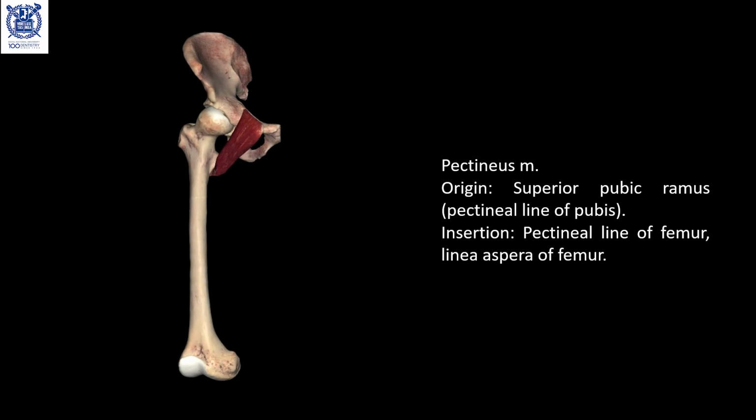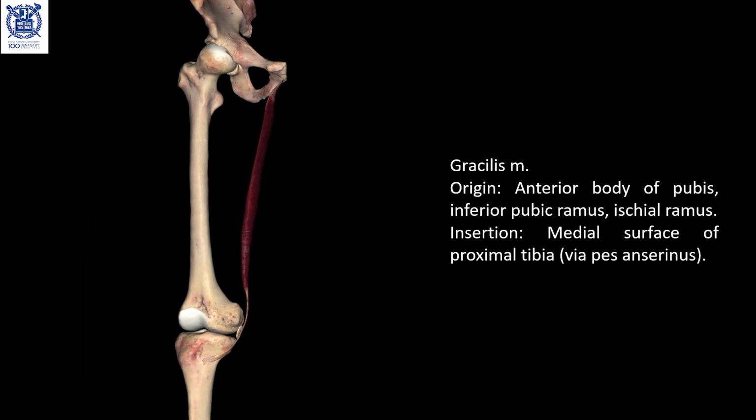First, the pectineus muscle. Origin: superior pubic ramus, pectineal line of pubis. Insertion: pectineal line of femur, linea aspera of femur. Gracilis. Origin: anterior body of pubis, inferior pubic ramus, ischial ramus. Insertion: medial surface of proximal tibia via pes anserinus.